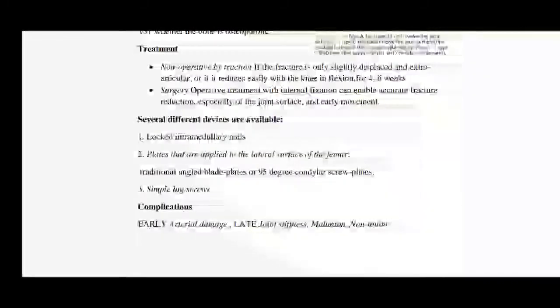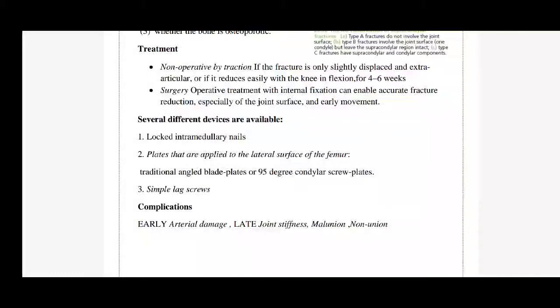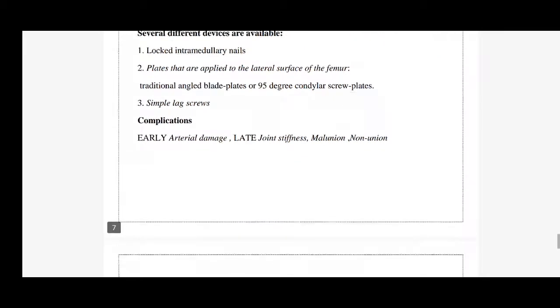Several different devices are available for fixation: the locked intramedullary nail, specially indicated in extra-articular fracture; the blade and screw applied to the lateral surface, especially the locked blade, or the traditional angled blade, or 95-degree condylar screw blades; or sometimes, if it is a unicondylar fracture, we can use simple lag screws, just screws.